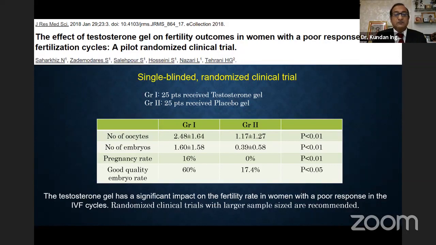The next line drug is testosterone gel, that is, androgen supplementation for patients who have been selected as poor responders. This single-blinded randomized clinical trial has demonstrated a significant increase in the number of oocytes, number of embryos, the pregnancy rate, and a good quality embryo rate in group 1, that is, patients who received testosterone gel. So testosterone gel supplementation has a significant impact on the fertility rate, especially in women with a poor response in IVF cycles. And of course, we are expecting large sample size studies in future.